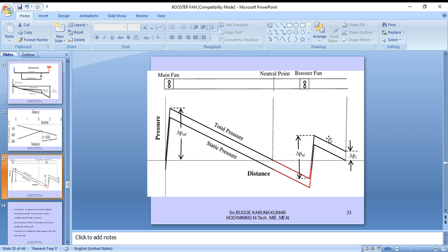And then main fan, neutral point, booster fan, total pressure drop, static pressure in districts. So this is also one model for understanding how the pressure drop because of the booster fan is caused.